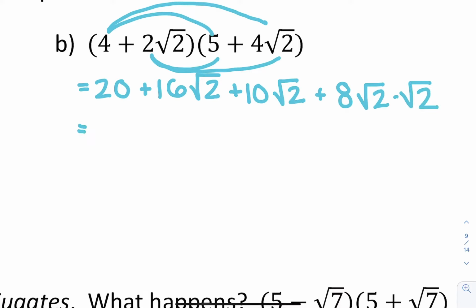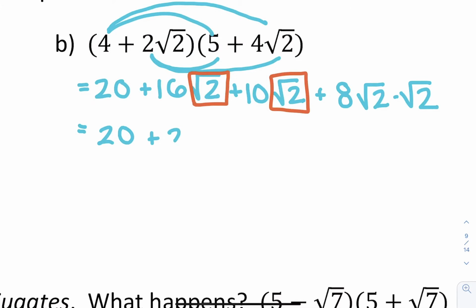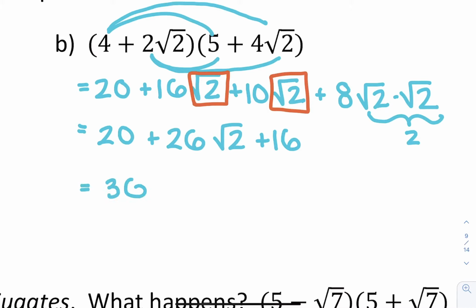So we end up with 20 plus, look here, we have 2 like radicals. So 16 plus 10 is 26. And then we have 8 square root of 2 times square root of 2. 2 square root of 2 times square root of 2 is just 2, so 8 times 2 is 16. And last, we're going to combine our like terms, so the 20 plus 16 is 36, plus 26 square root of 2.